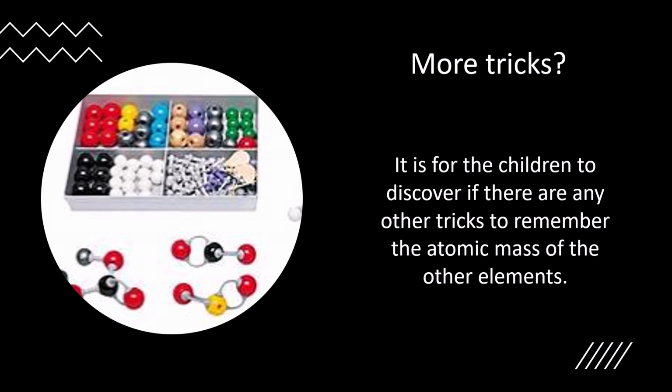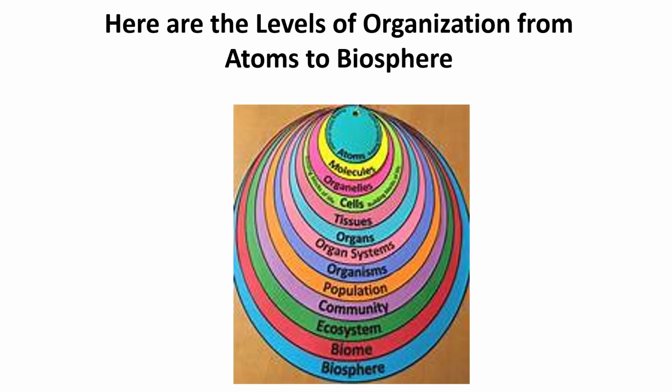Are there more tricks? It is for the children to discover if there are any other tricks to remember the atomic mass of the other elements. Before I conclude, here are the levels of organization from atoms to biosphere. The smallest one is atom, then comes molecules, then we have the organelles, then we have cells, tissues, organs, organ systems, organisms, population, the community, ecosystem, biome, and the biosphere.